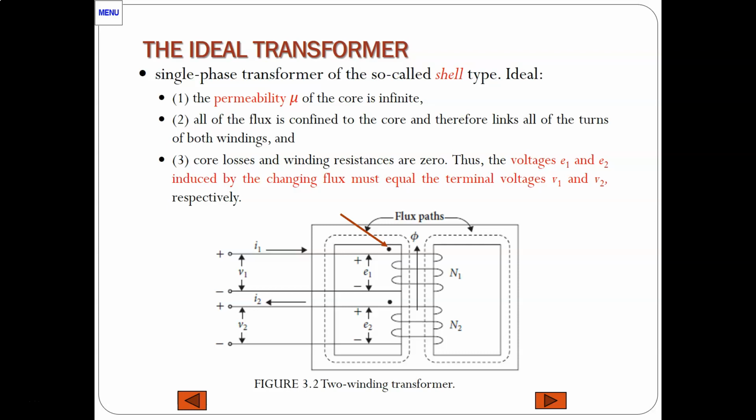So two things are important. The voltages E1 and E2 must equal the terminal voltages, by this definition, V1 and V2. And secondly, the instantaneous voltages E1 and E2 are in phase when defined by the plus and minus polarity as indicated.